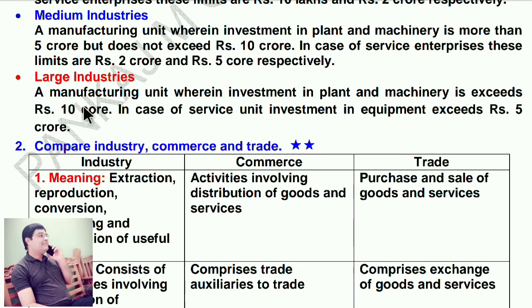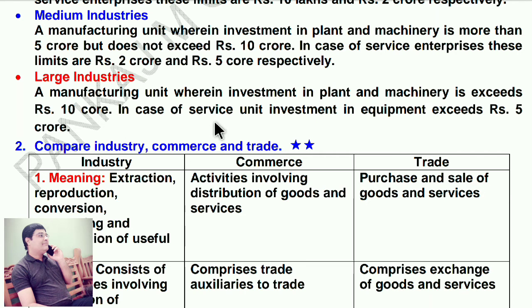Large industries: a manufacturing unit wherein investment in plant and machinery exceeds rupees 10 crore. In case of a service unit, investment in equipment exceeds rupees 5 crore. So if it is more than 10 crores, it is a large industry. 5 crores to 10 crores, it is a medium industry. So this much of investment is needed.